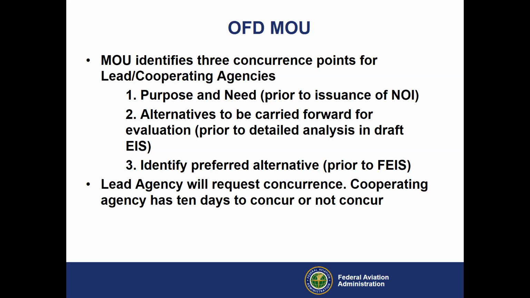The third is probably not agreed upon prior to the NOI, that might be a little pre-decisional. But getting that preferred alternative identified in the final environmental impact statement. Us as a lead federal agency, we would request concurrence from the cooperating agencies in each of these milestones. Now, these milestones kind of coincide with particular chapters of an EIS, so keep that in mind. Yeah, and the agency has about 10 days to concur or not concur.